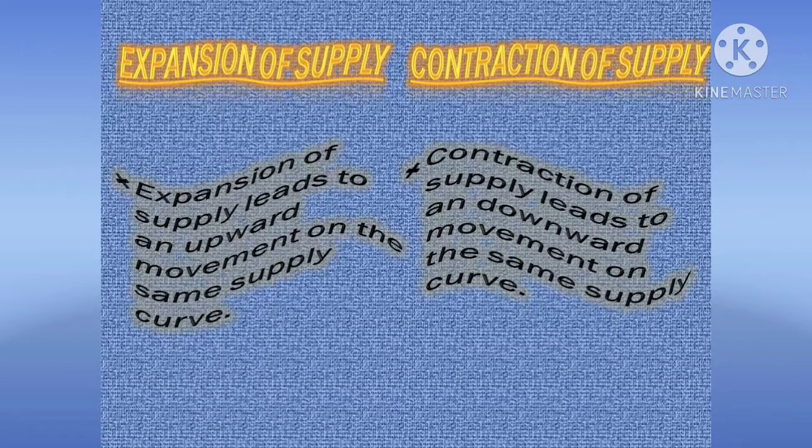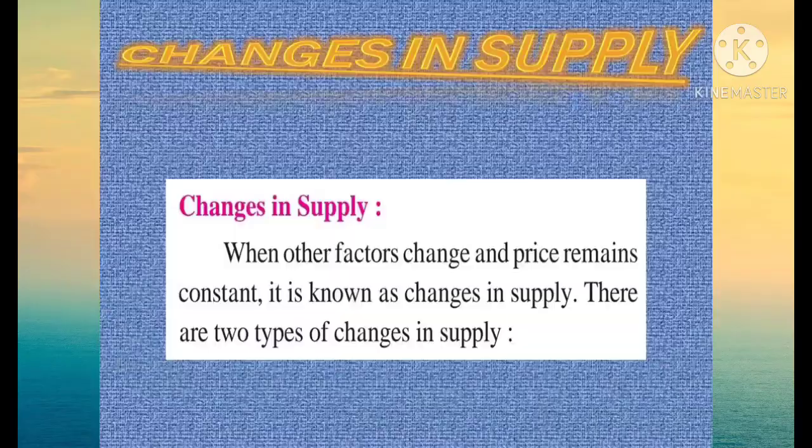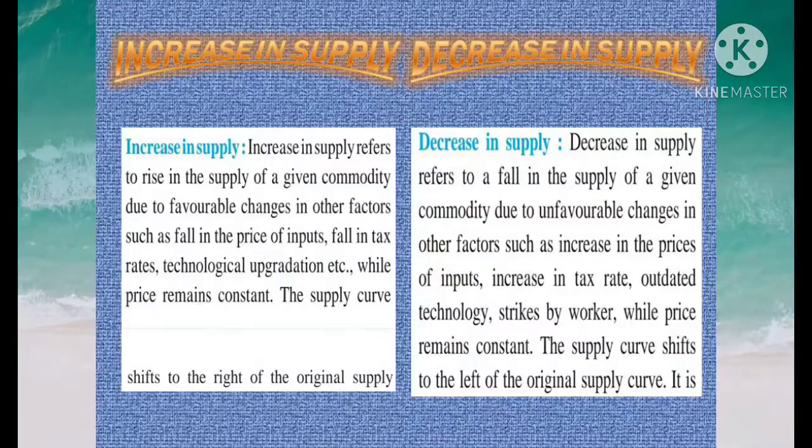Let us proceed to understanding changes in supply. When other factors change and price remains constant, it is known as changes in supply. There are two types of changes in supply. First, increase in supply, and second, decrease in supply. Let us study simultaneously in the form of a distinguish between the two.